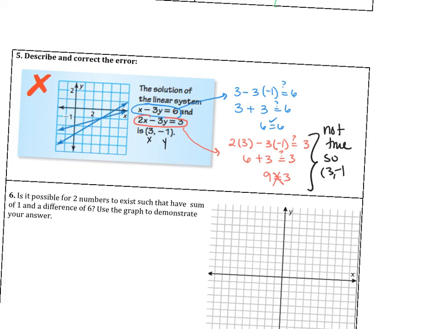So (3, -1) is not a solution. We need a true statement for both. It has to work for both, not just one.